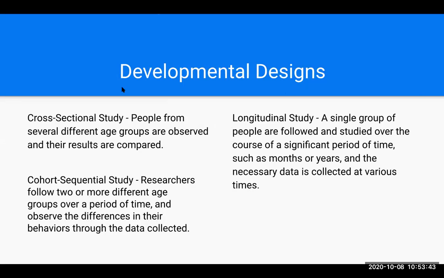There are three types of developmental designs. The first type of developmental design is a cross-sectional study, in which people from several different age groups are observed and their results are compared. The second type, a longitudinal study, is when a single group of people are followed and studied over a significant period of time, such as months or years, and the necessary data is collected at various times. The third type of developmental design, a cohort sequential study, is when researchers follow two or more different age groups over a period of time and observe the differences in their behaviors through the data collected.